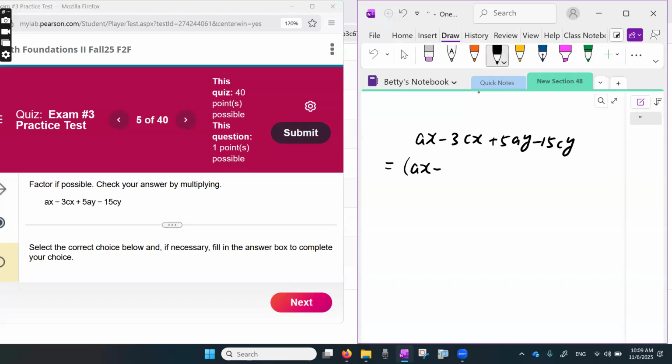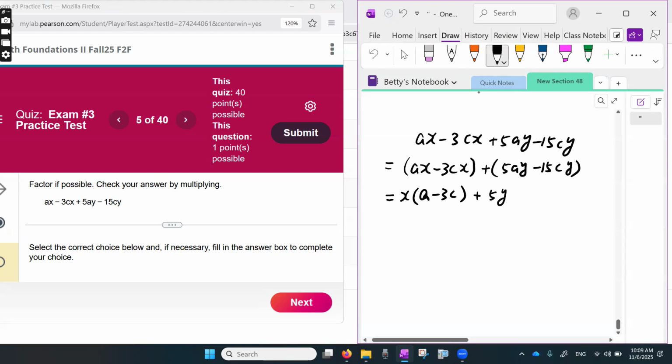So ax minus 3cx, first group, 5ay minus 15cy, second group. There are 2 terms in the first parentheses. GCF is x, factored out. We have a minus 3c. Second group, 5 and 15, GCF is 5. We have y in common, right? So GCF is 5y. Factor 5y out, we have a minus 3c inside the parentheses.